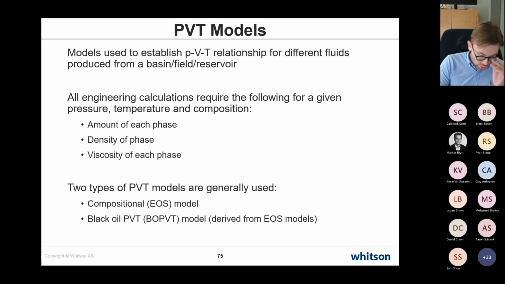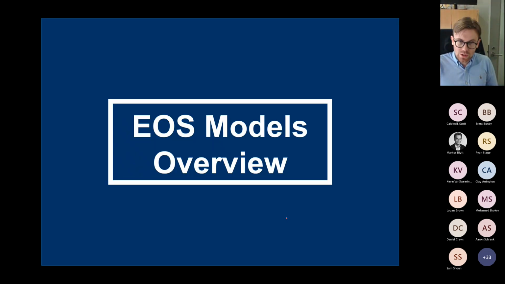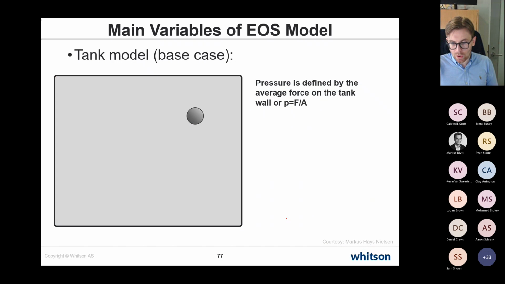So one of the course goals was that all of you should be able to, at least on a generic basis, explain what an equation of state model is. And to understand what an EOS model is, we like to use just a tank model as a base case. So think about a tank with a particle inside of it. Everybody knows from university that pressure is defined as force divided by area. So in this case, the pressure is defined by the average force on the tank wall by this particle. Every time this hits a wall, that's what builds pressure for this tank.